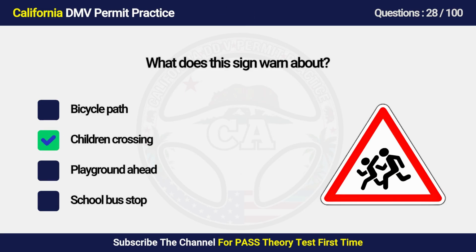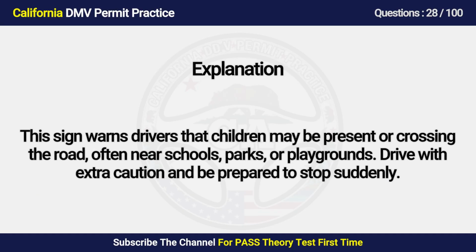Answer is B. Children crossing. This sign warns drivers that children may be present or crossing the road, often near schools, parks, or playgrounds. Drive with extra caution and be prepared to stop suddenly.